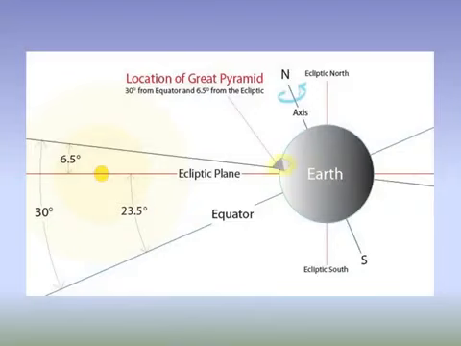We look at the location of the Great Pyramid with regards to the equator. And so we all realize that the Earth goes around the sun and it's got a slight angle. That's called the ecliptic. Actually, when we look at the Earth, the pyramid is 6.5 degrees above the ecliptic.